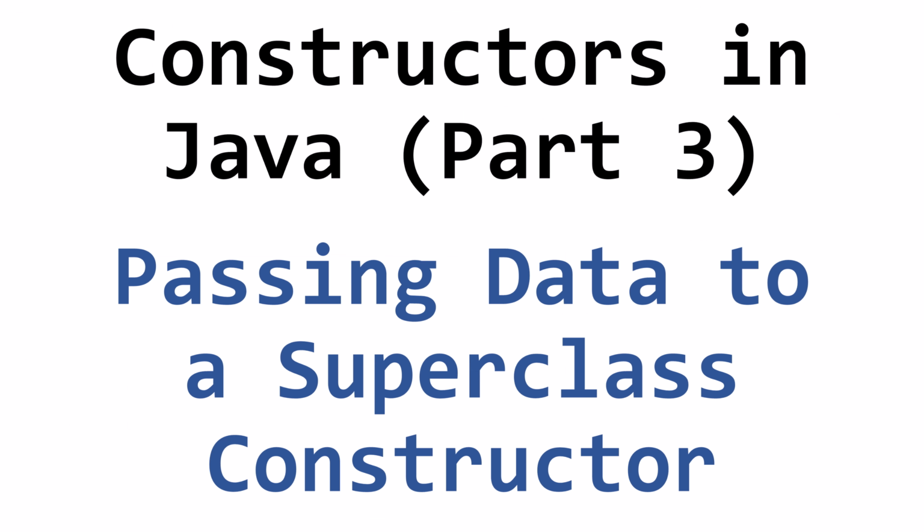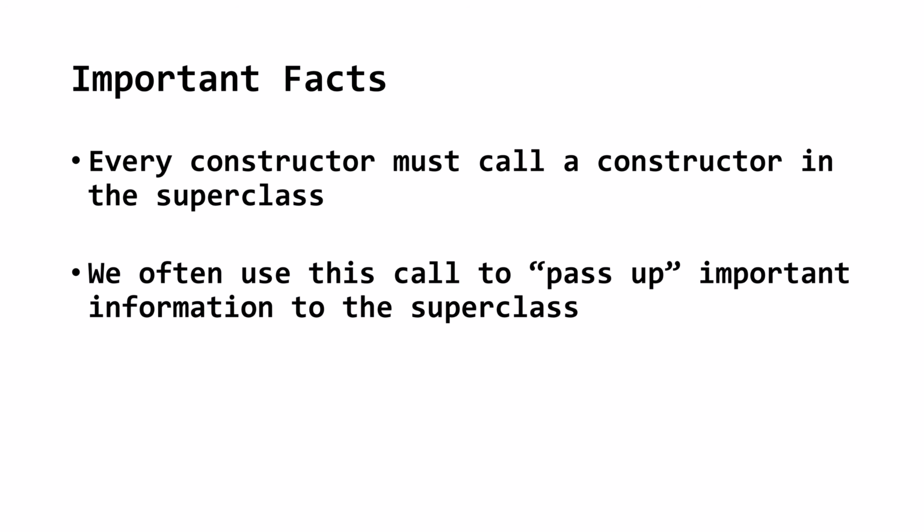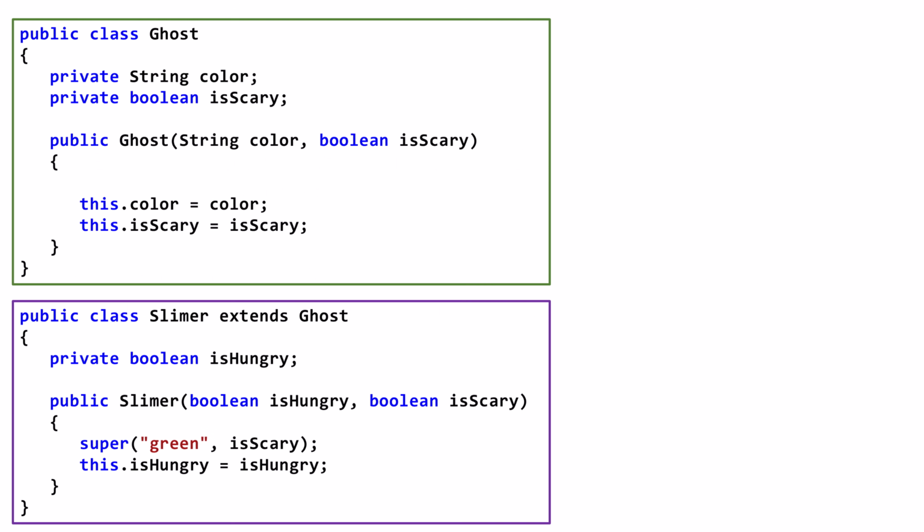Finally, we'll learn how constructors send information to their superclass. As we learned earlier, every constructor must call a constructor in its superclass. Often these calls are used to pass up important information to the superclass. Let's look at the class Ghost and its subclass Slimer. Ghost has two instance variables, also known as non-static fields, a string color and a boolean isScary.